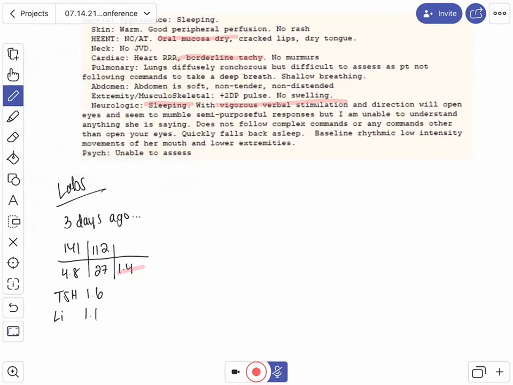Yep. Okay, chest x-ray, ABG, or VBG. Table 3, what do you guys want? Okay, so chest x-ray, repeat lithium level, VBG or ABG. Table 1, what do you guys want?